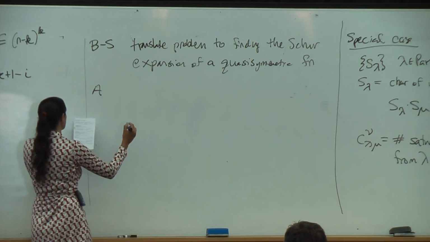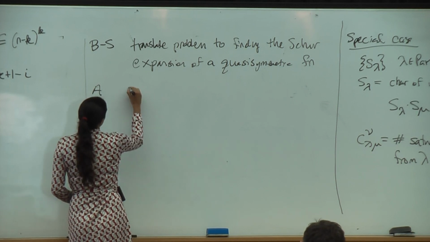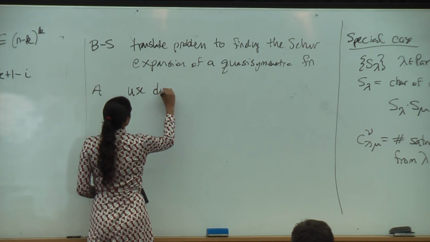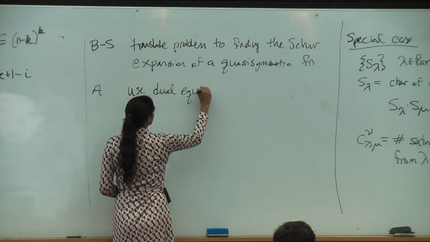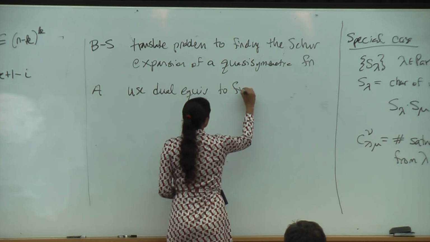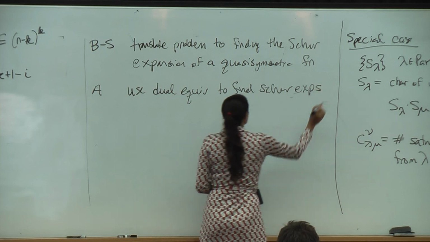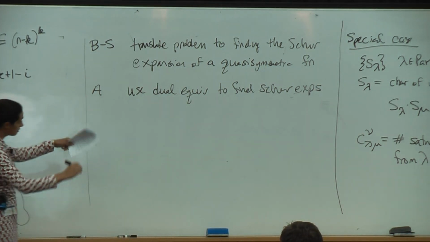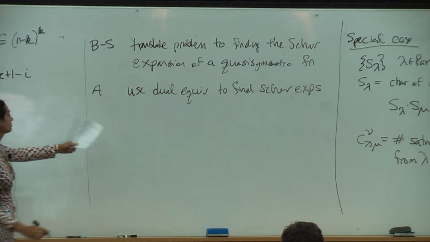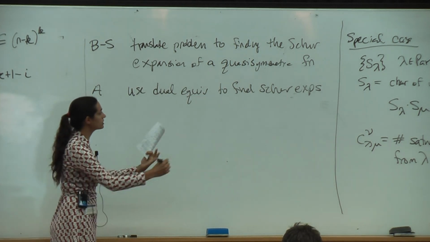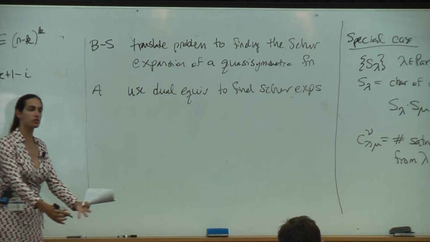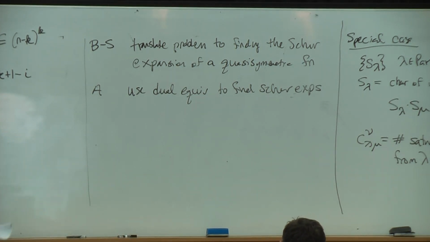So my contribution on this was that I use something called dual equivalence to find Schur expansions. In my thesis and beyond, I use this machinery called dual equivalence so that if you give me a quasi-symmetric function, I try to use it to find the Schur expansion.